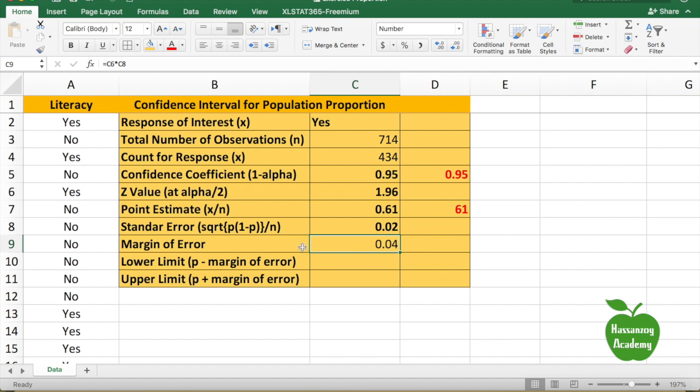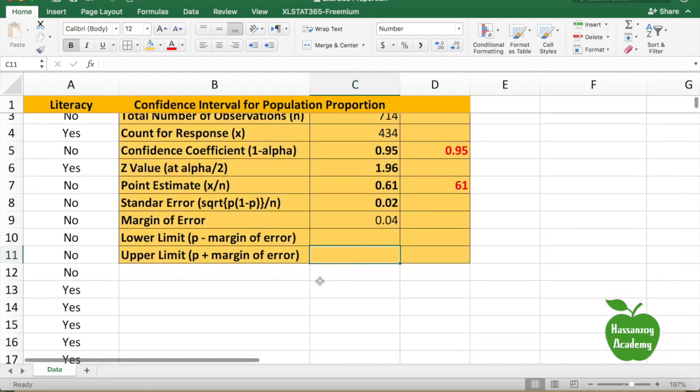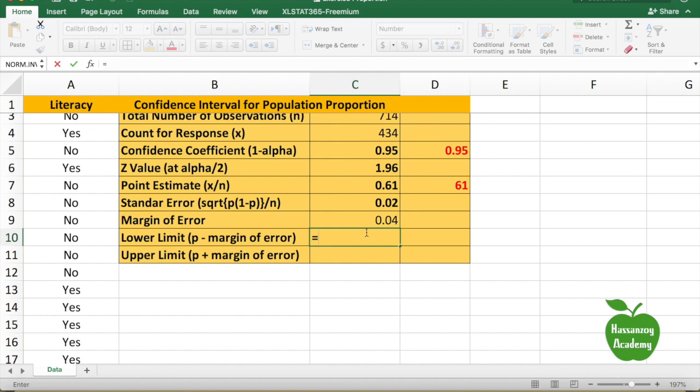Finally, we will estimate the upper and lower limits of the confidence interval using the general structure of a confidence interval, which is the point estimate plus minus margin of error. Lower limit of the confidence interval is equal to point estimate minus margin of error. Upper limit of the confidence interval is equal to the point estimate plus margin of error. If we multiply these figures also by 100, we will convert both of them to percentage terms.